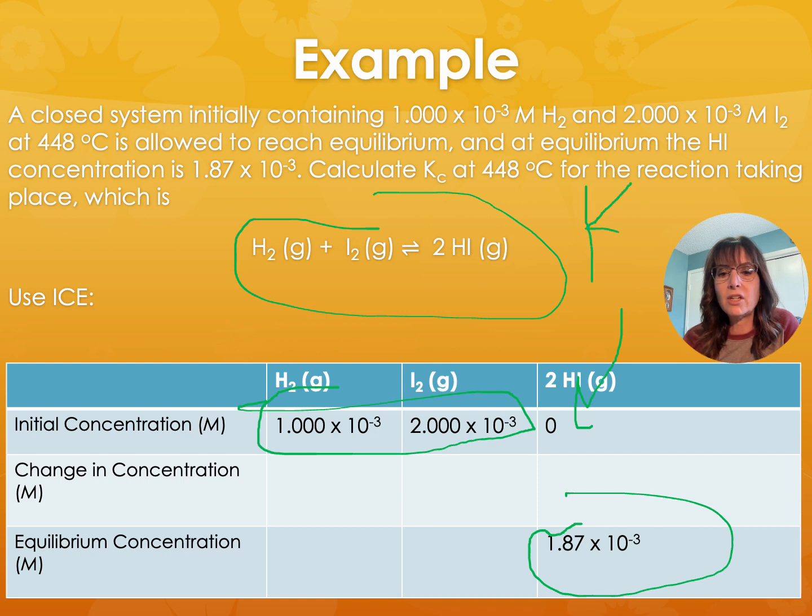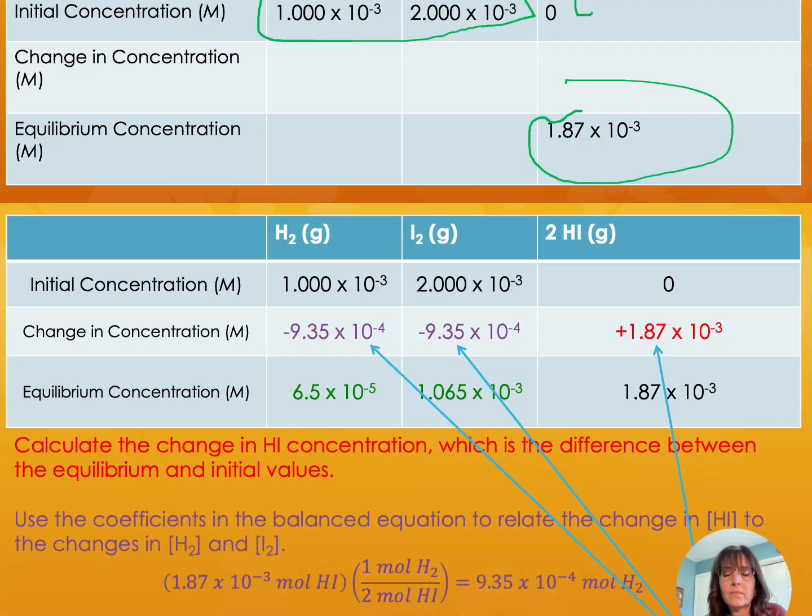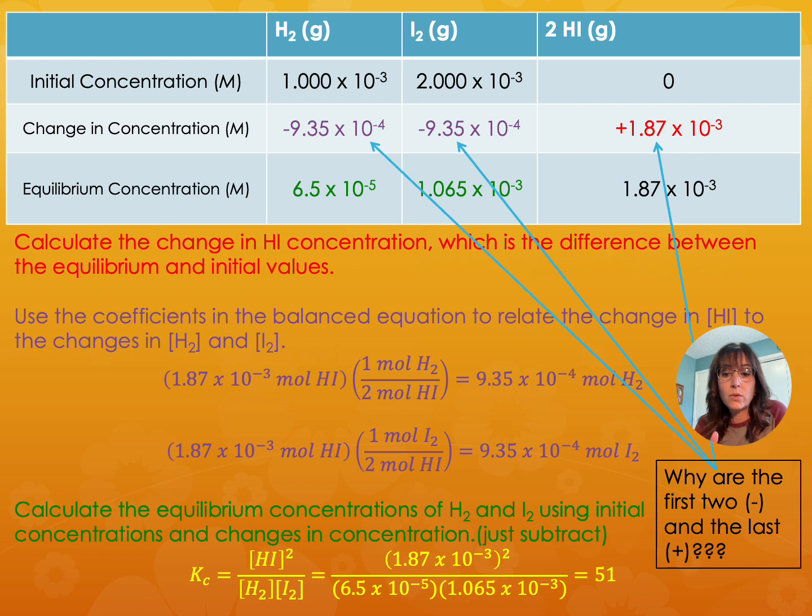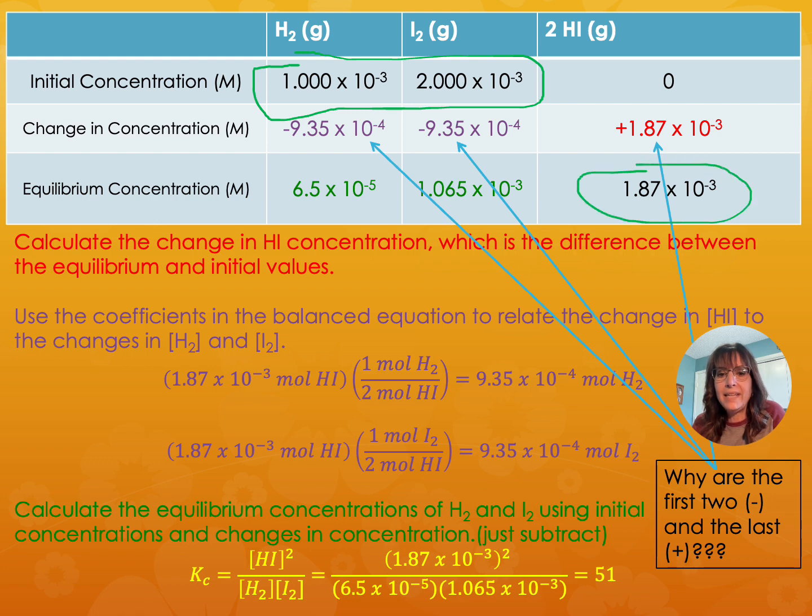Well, they're wanting us to find K. And so the first thing we need to do is write the expression. Then we have to have all equilibrium values so that we can plug in. Well, we don't have all that yet. So how do we get that? So here's how we do that. The first thing we need to do is to complete our ICE table. Now, if you recall, all we had to begin with were those two values and this value. Well, we need this and we need this. Well, how do we get those?